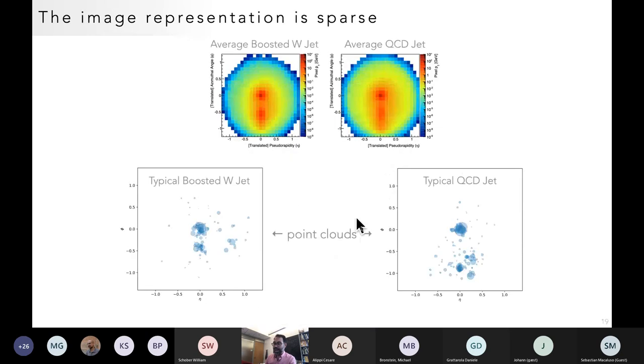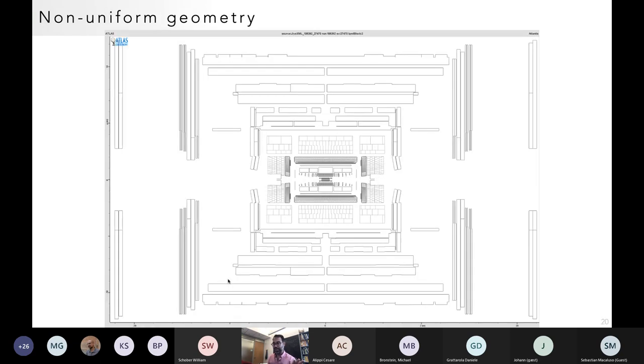I'll say the first problem that you have is that the number of particles in this point cloud is not fixed, right? There's a variable number of them. And so when you went back to kind of 2015, physicists weren't really very sure how to deal with neural networks that had variable length inputs.